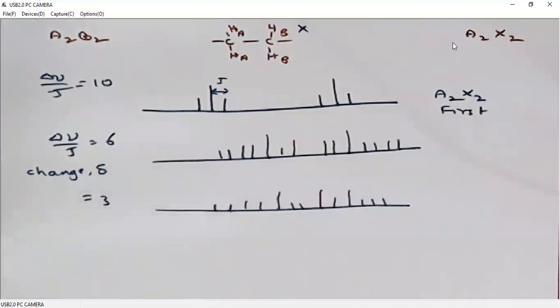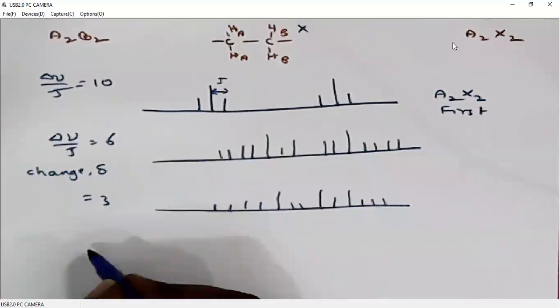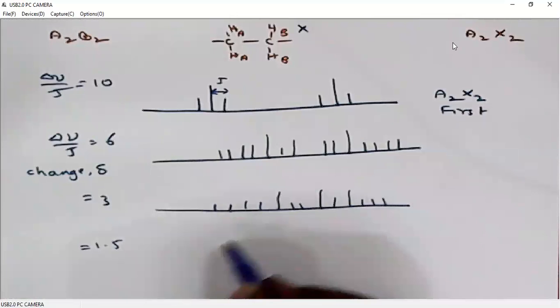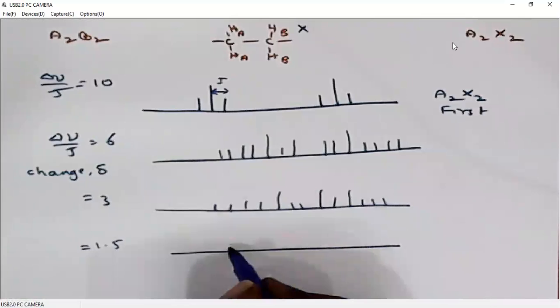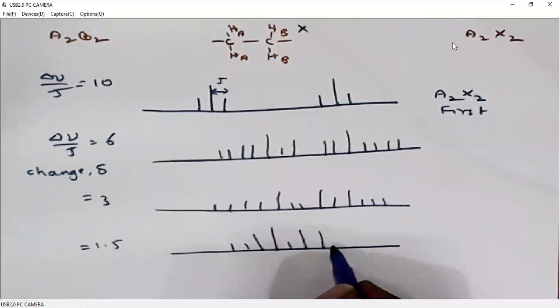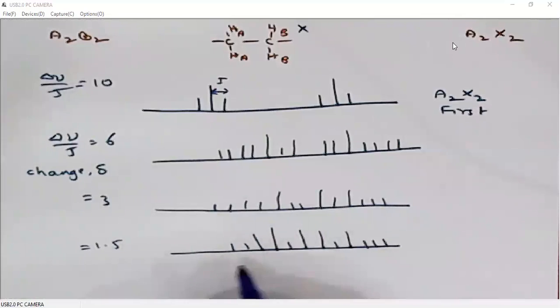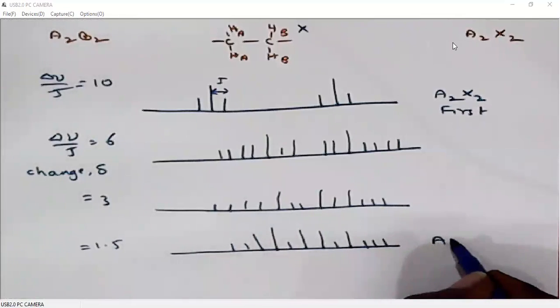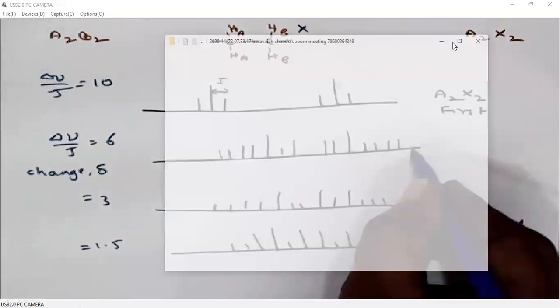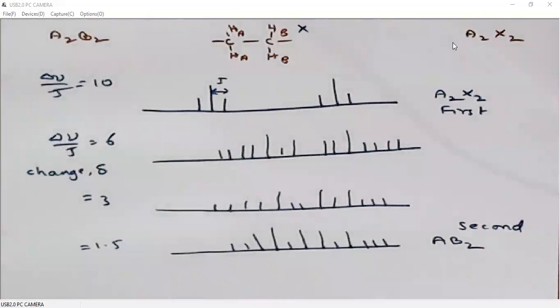They become more close. When we have delta nu by J value of 1.5, there will be no separation between the individual multiplets. It becomes a single multiplet with a complex ratio of intensities. When it becomes a single multiplet, we say it is a second order spectrum, perfect second order. These are all second order only. Here it is a perfect second order spectrum.